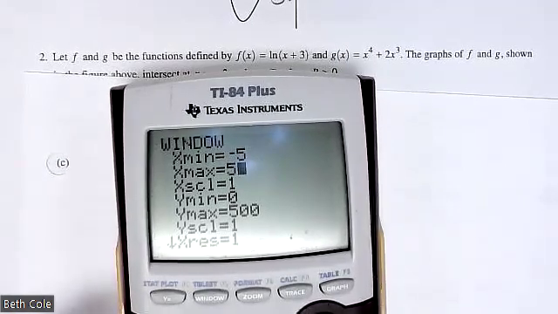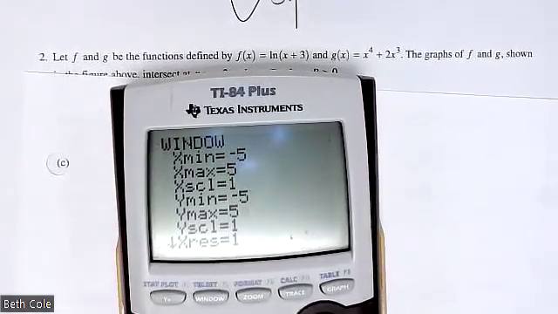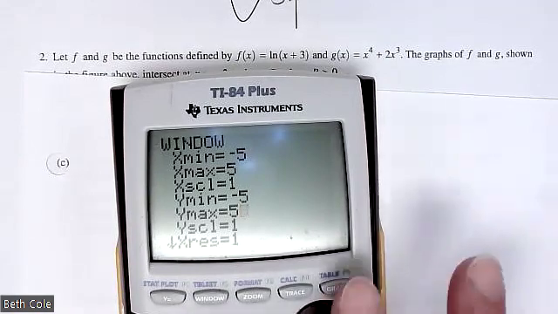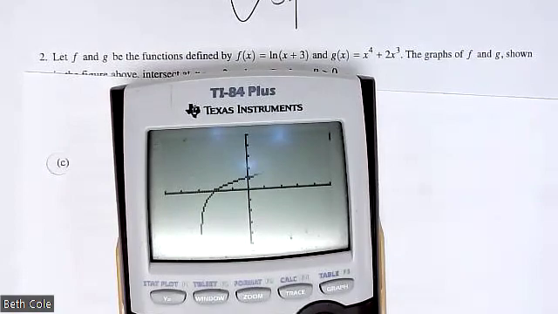Yeah, and I would honestly make them both -5 to 5. I think that's a really good choice. -10 to 10 is fine as well, but that'll zoom it in a little bit and then you can see it better.